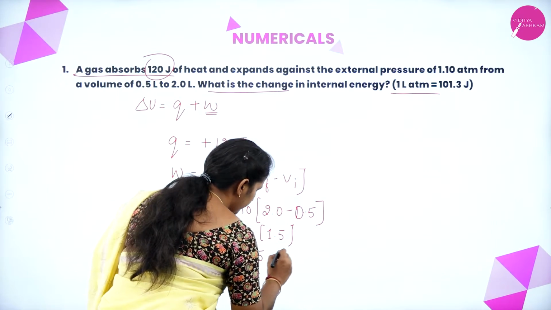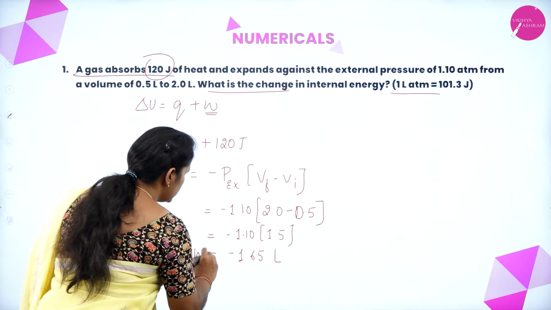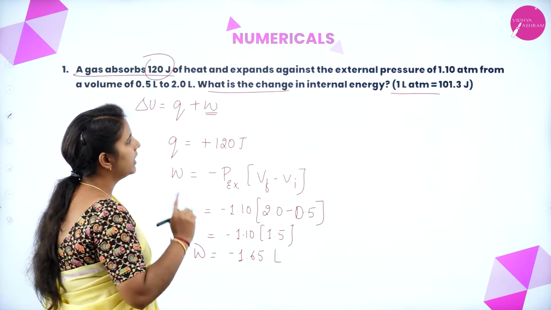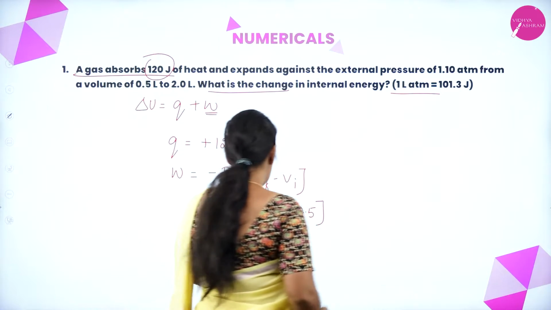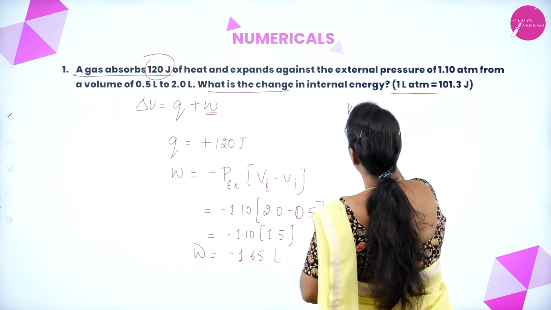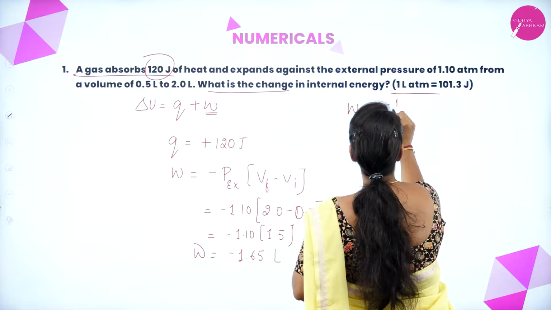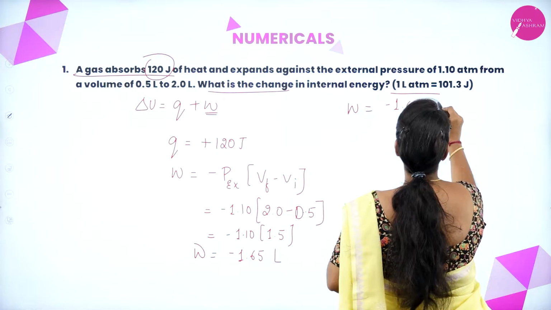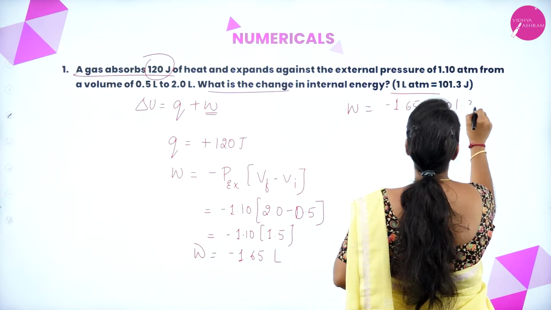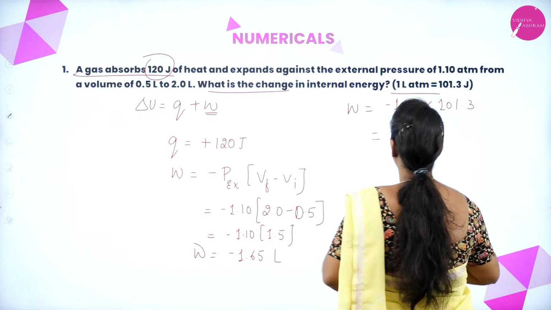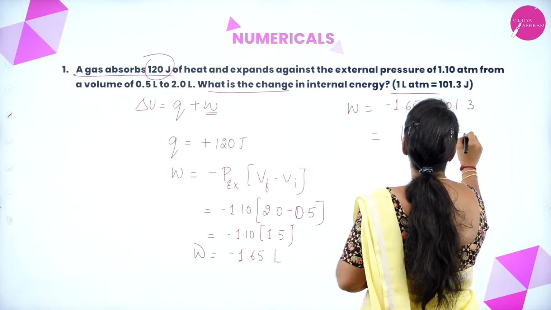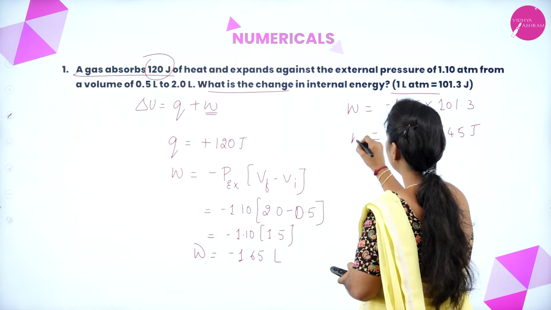But we need to express this work done in terms of joules, not liter atm. Because 1 liter atm will be equal to how much? 101.3 joules. Now I'll multiply minus 1.65 liter atm by 101.3 joules, so you will get 167.145 joules. This is the work done.